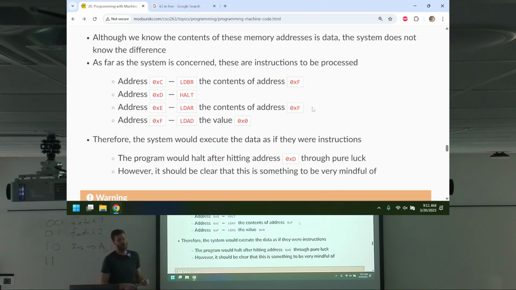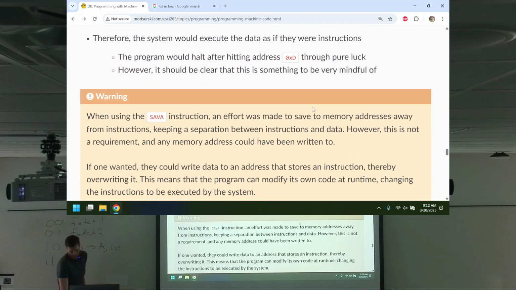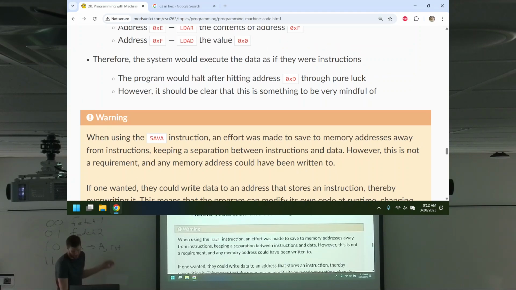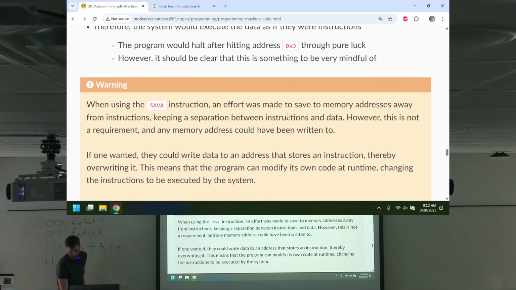If I said add the numbers 1 and 2 together, I'd have very different results. If I said add the numbers 100 and 200 together, I'd have very different results. The binary patterns for the result of those things would mean very different instructions. The program would halt after hitting D, though, by pure luck. However, it should be clear that's something we need to be very mindful of.